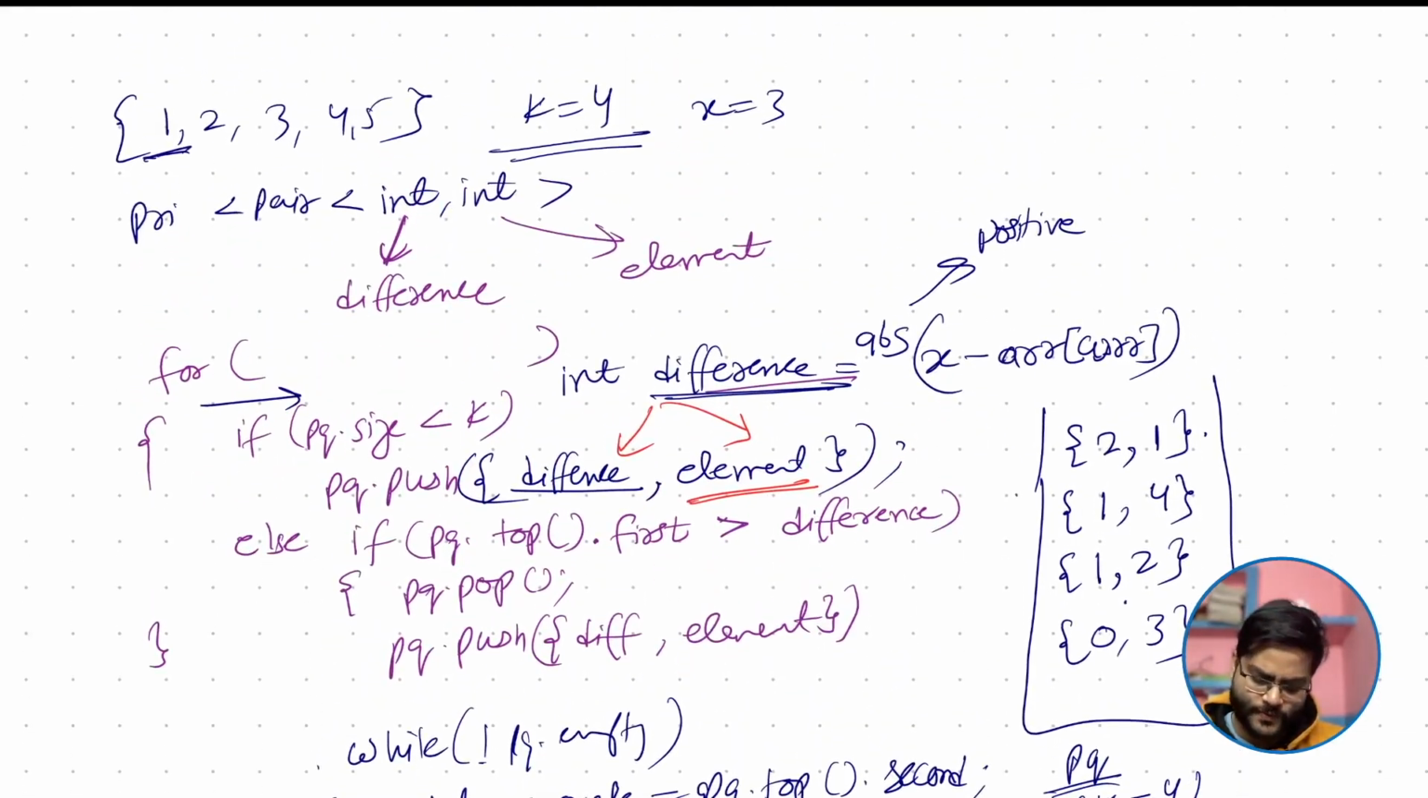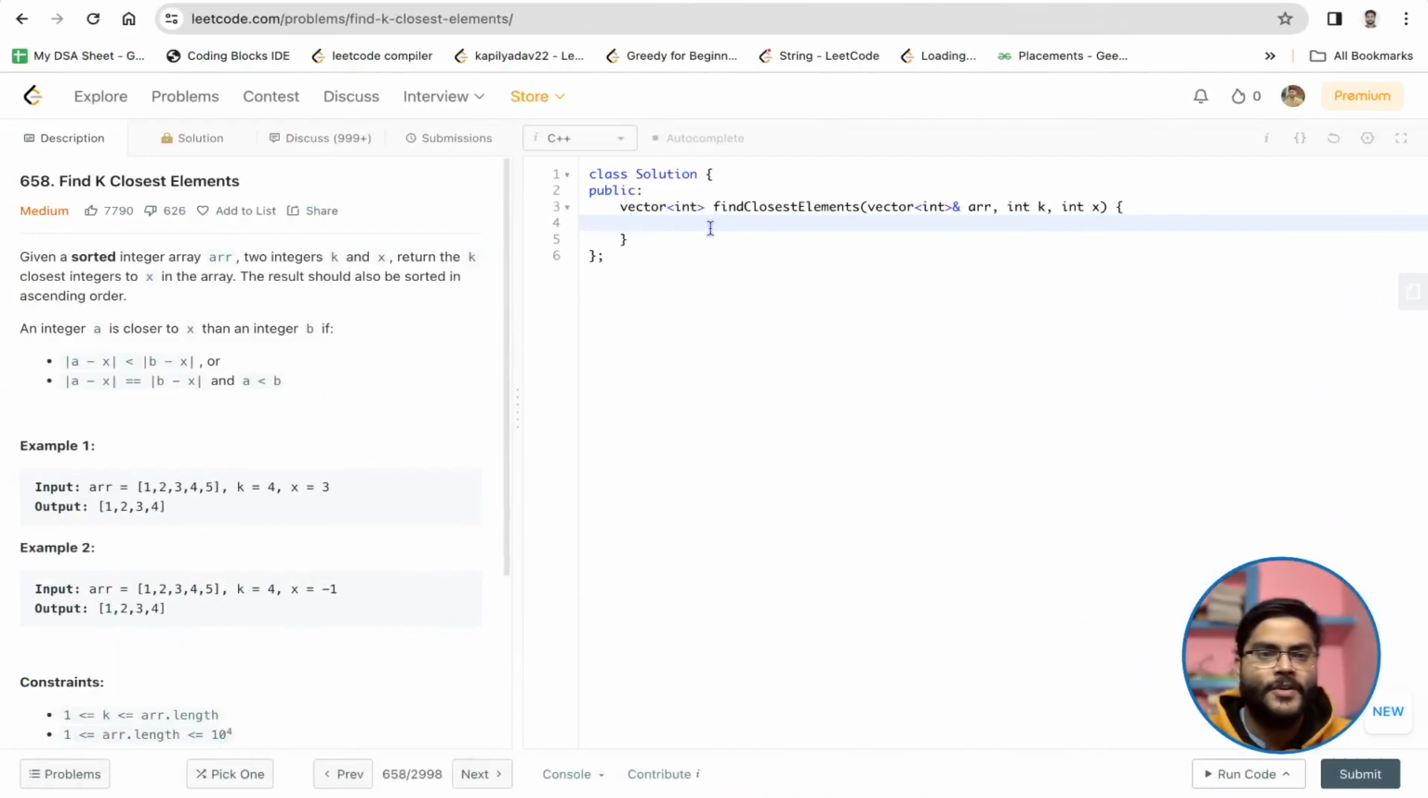Let's code it also. So let's solve this. Let's take a priority queue. I want to find the closest one, which means minimum difference. So I will take a max heap. For minimum difference, take a max heap. I will take a pair, so that I can store the difference as well as the element.